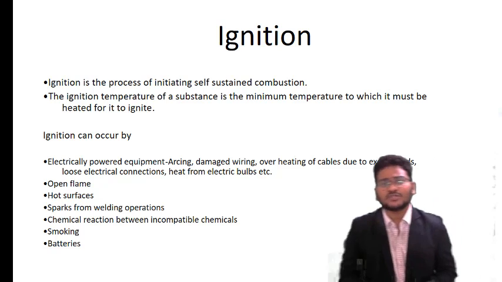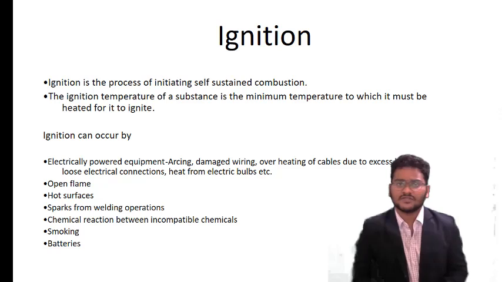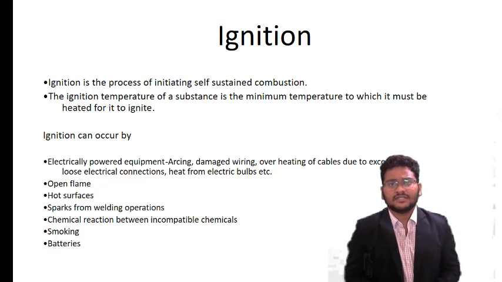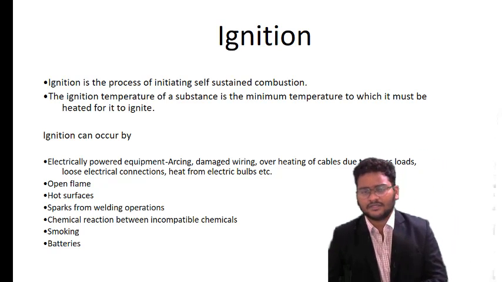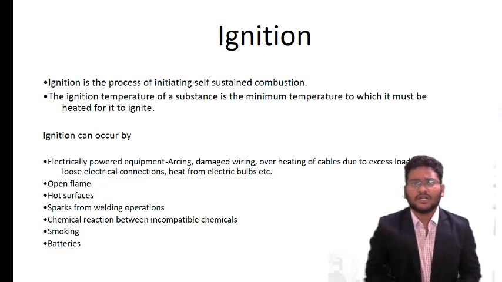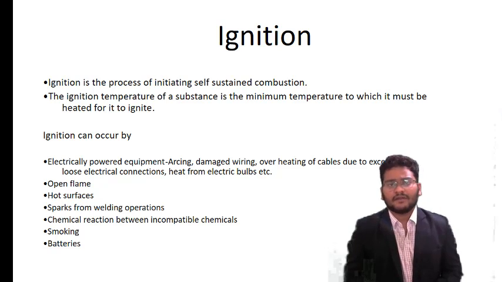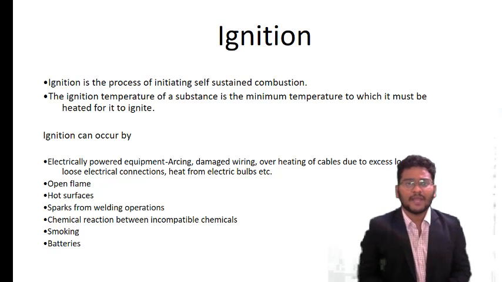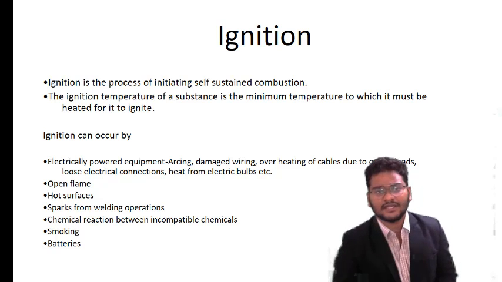Coming to ignition sources, there are different ignition sources. In our daily life, you can say damaged wires or broken switch boards. What will happen is there will be a chance of sparking. Whenever the heat input is more, the electron travelling will automatically be more, and a spark will happen. These are different examples from daily life.